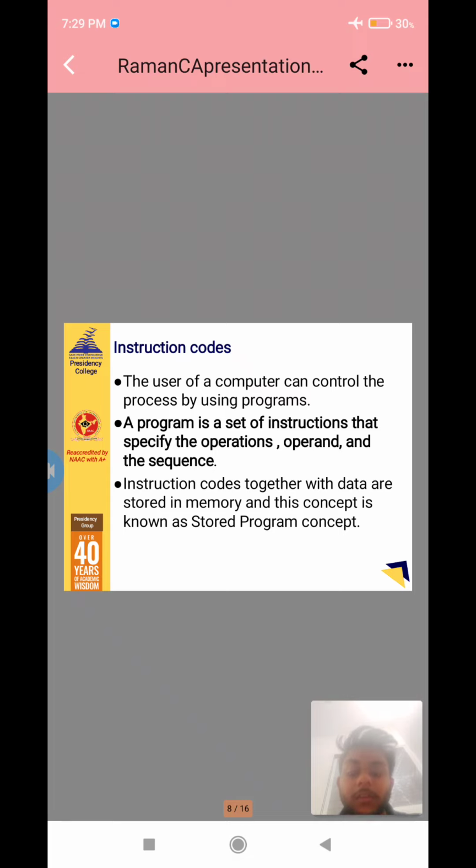So let's see what is written next. A program is a set of instructions that specify the operations, operands and the sequence. Obviously, a program is a set of instructions. By using a program we can easily communicate with the computer. Instruction codes together with data are stored in memory, and this concept is known as the stored program concept. If we combine instruction codes as well as data in the memory, then this concept is known as the stored program concept.